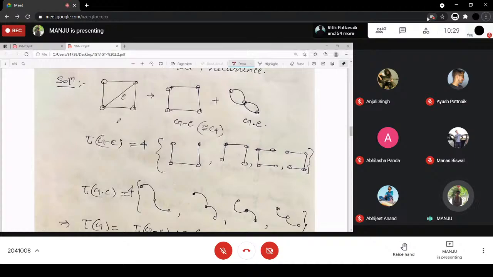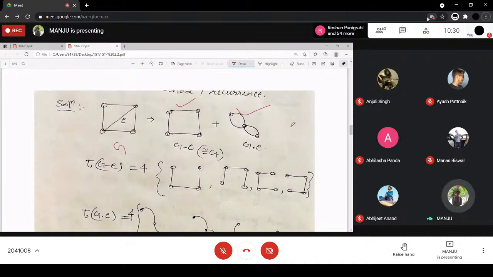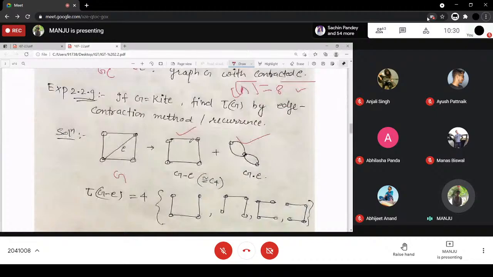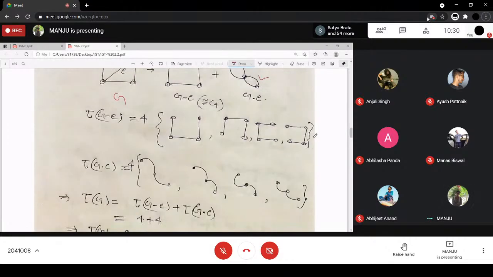We have transformed G into G minus E and G dot E, with E contracted. Now you might wonder why we are contracting and deleting the edges. After deleting, we are getting simple graphs, right? More simple graphs, not much complicated. For that, we can easily draw all the spanning trees and then count them. Clear? And the same is happening for edge contraction. Okay. Any doubt? No, ma'am.